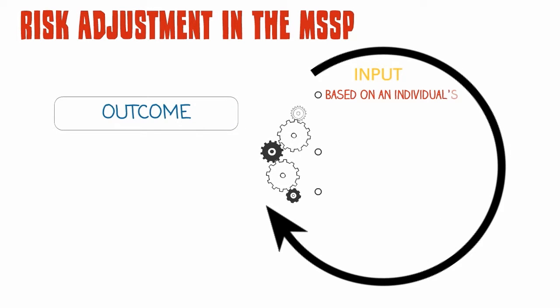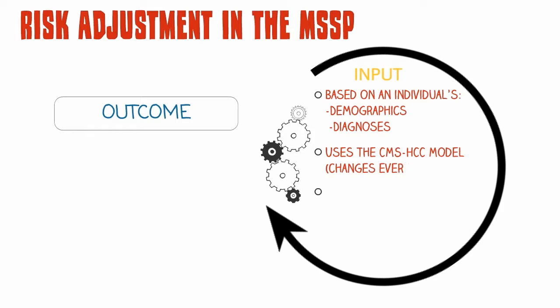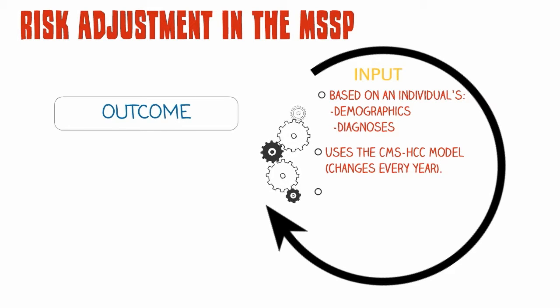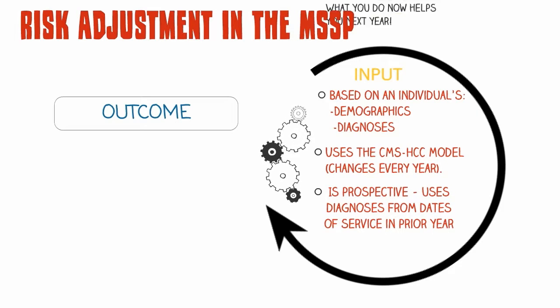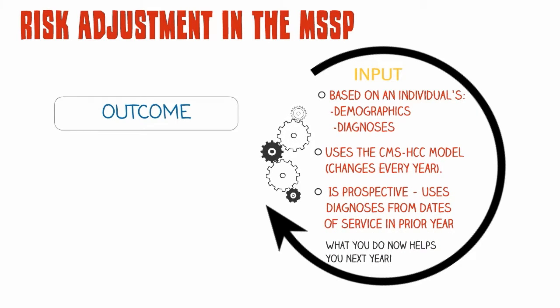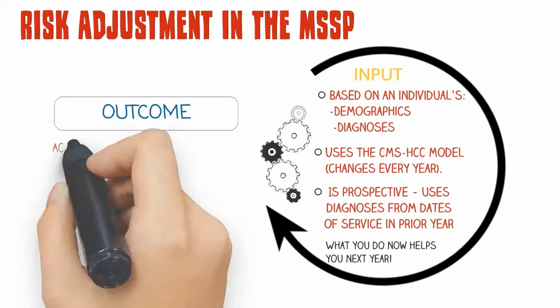As we said before, an individual's HCCs are based on their demographics and their diagnoses. Those diagnoses are grouped together into HCCs, which change from year to year. They may add a diagnosis to an HCC, or they may remove a diagnosis from an HCC. But what's interesting to note is that a patient's risk score is based upon the diagnoses of the previous year. So what you diagnose this year will impact their risk score next year.